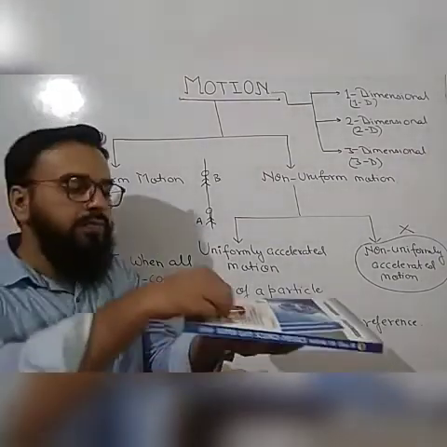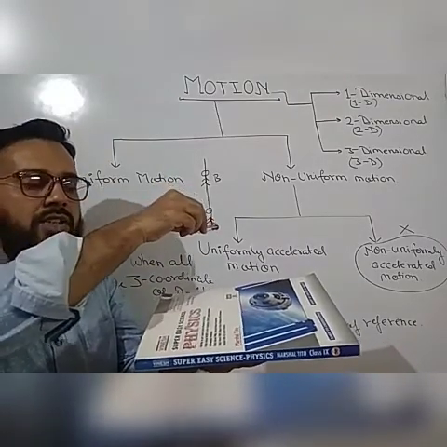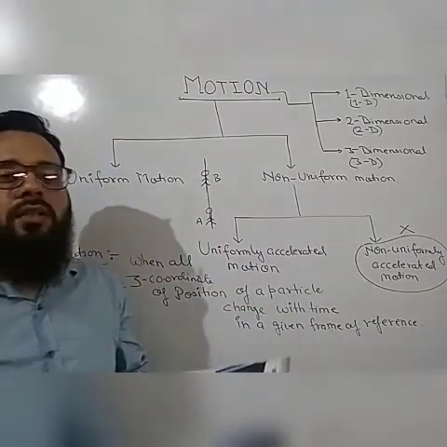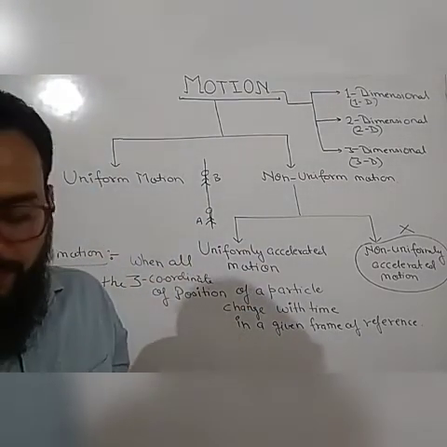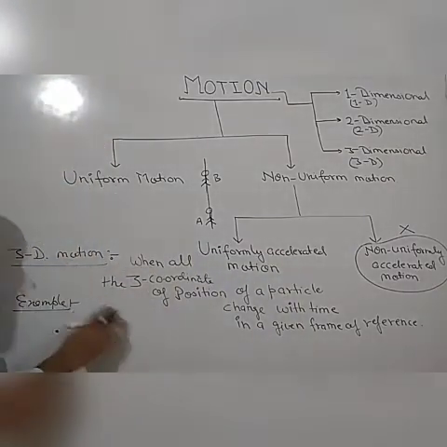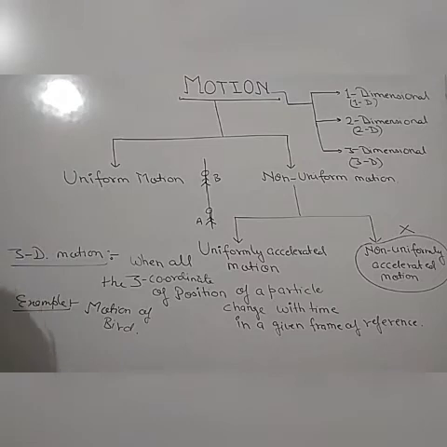Suppose this is a bird, so it may fly upward. It may fly in this direction, in this direction, this direction. It means the bird can fly in any direction. All the three coordinates will change. So the motion of a bird is the best example of 3D motion. Clear? Give any other example also.